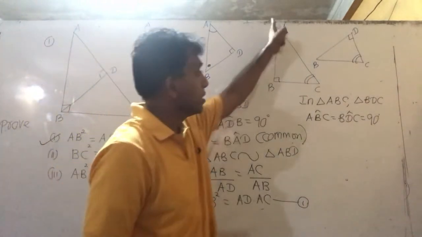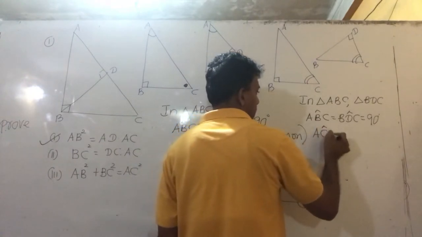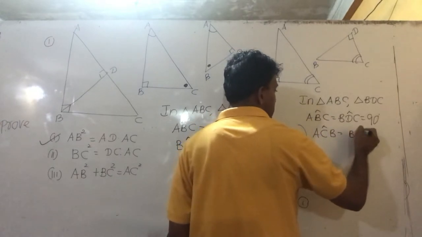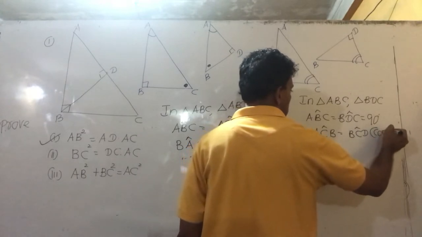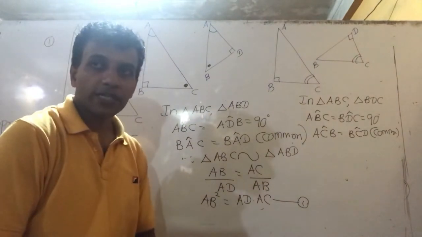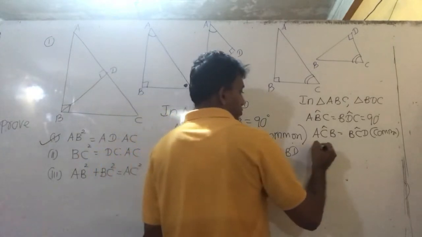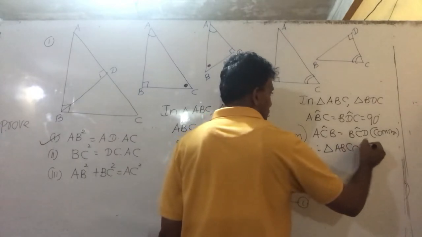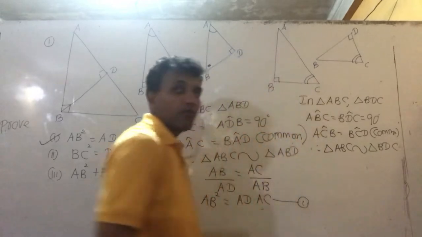Then the second angle, angle ACB. What is that? Angle BCD, that is a common angle, okay? There are two angles, enough to say similar or equiangular. Therefore, triangle ABC is equiangular to triangle BDC, because the angles are equal.